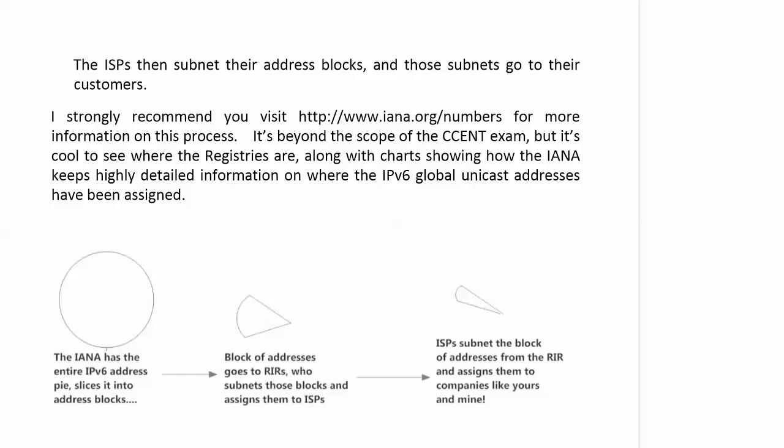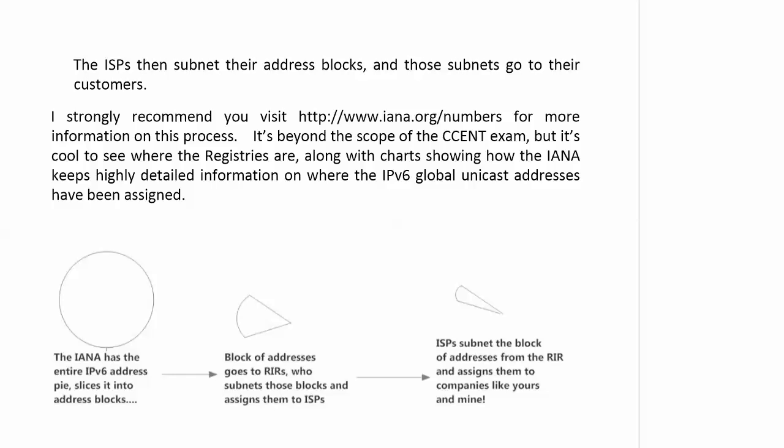The IANA has the entire version 6 address pie, and they slice it into blocks. And the block of addresses goes to an RIR who subnets those blocks and assigns them to the ISPs. And the slice of pie keeps getting smaller, our subnet slices, if you will. But the ISPs subnet the block of addresses they get from the RIR and assign them to companies like yours and mine.